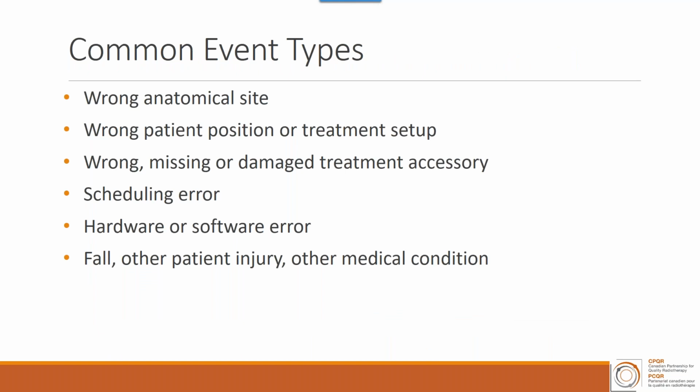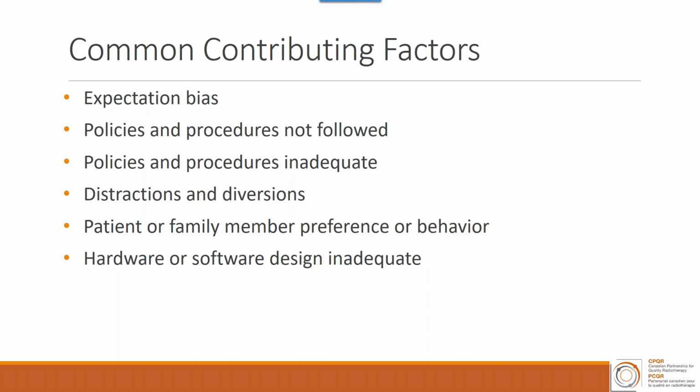So just to look at some common event types, wrong anatomical site is typical, wrong patient position or treatment setup, wrong, missing or damaged treatment accessory. Scheduling errors are relatively common. Hardware, software errors are recorded as well. And we've seen some stuff around falls and patient injuries or other medical conditions that are relevant.